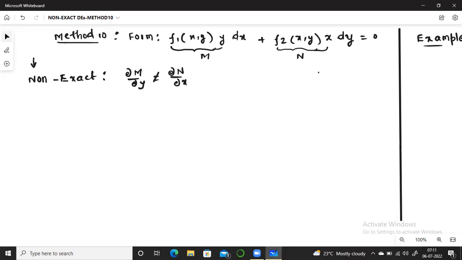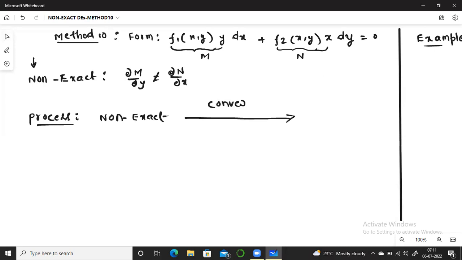In that case, you have to convert your non-exact equation into an exact differential equation. So how? By multiplying with an integrating factor. It means the whole equation should be multiplied by an integrating factor called 1 over Mx minus Ny.